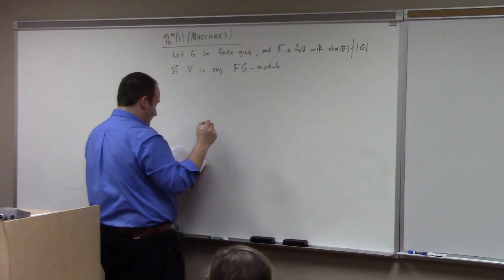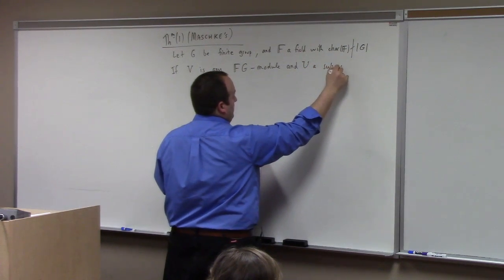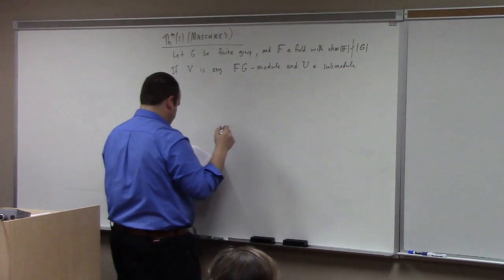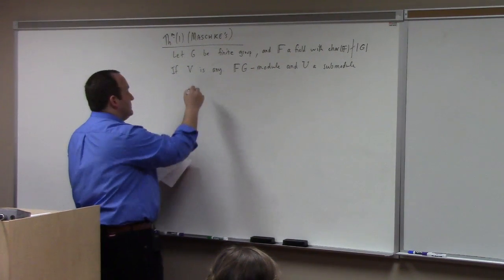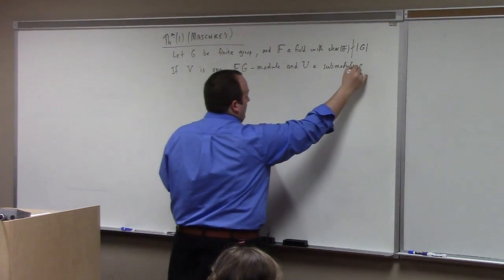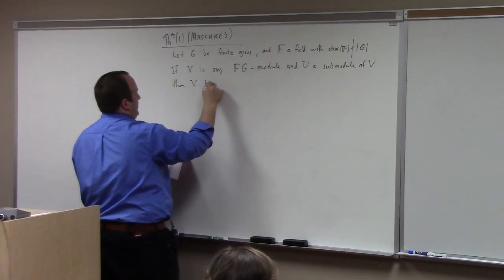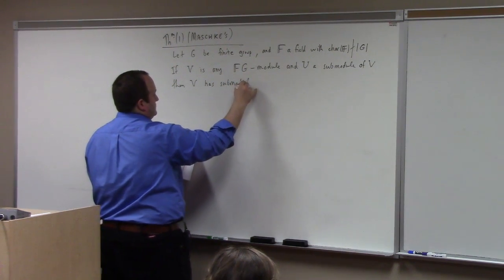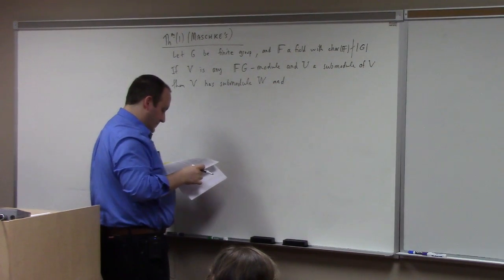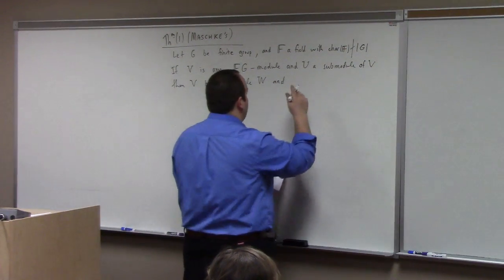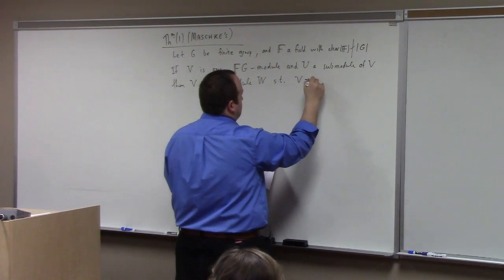All right. And U a submodule of V. Then V has a submodule W such that V is the direct sum of U and W.